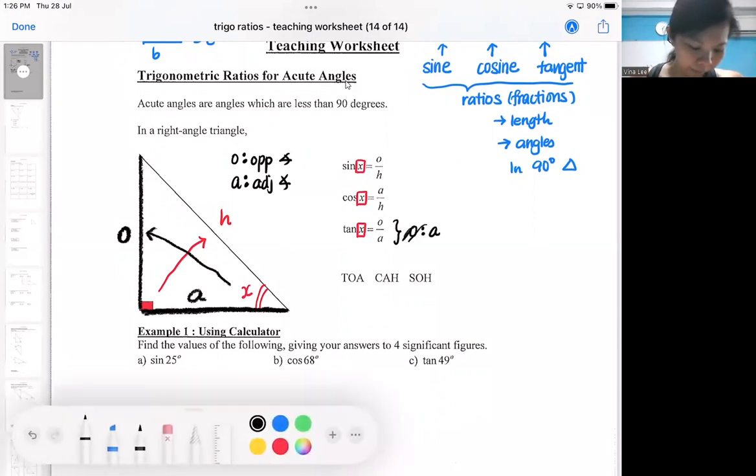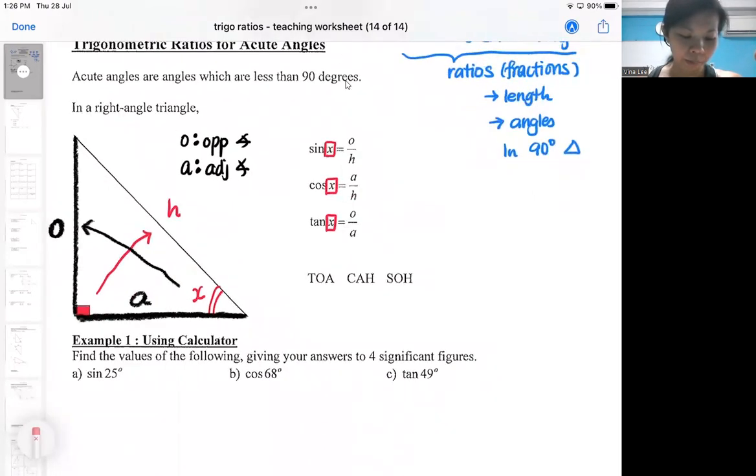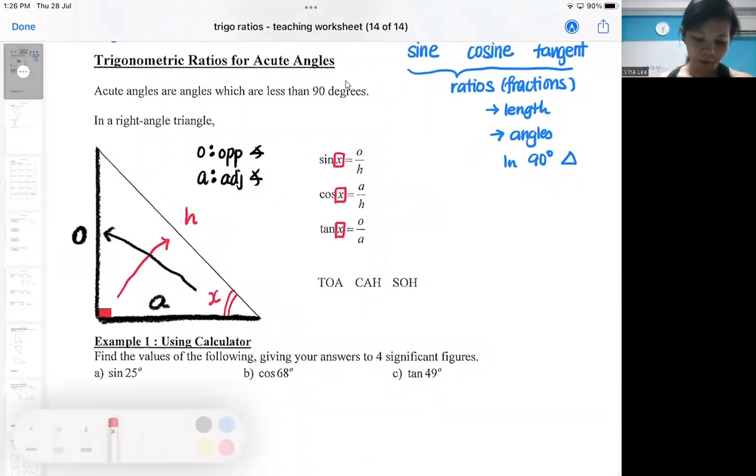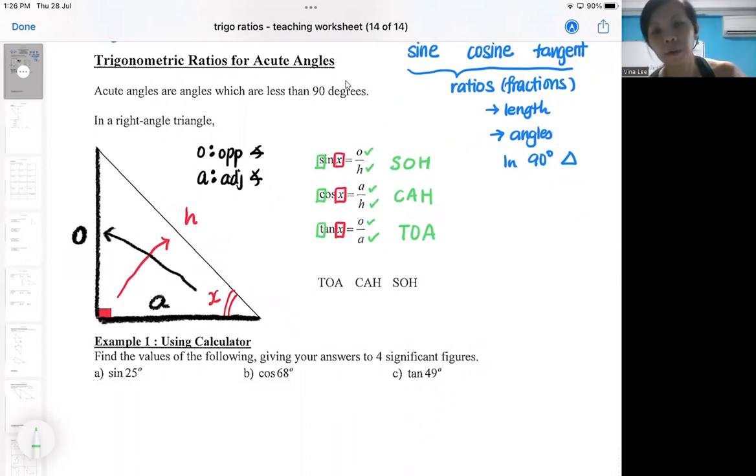For a start, you will feel that it's very confusing and very difficult to remember. That's why they come up with an abbreviation, hopefully to help you remember the ratios. The abbreviation is like this: sine, S/O/H. Cosine, C/A/H. Tangent, T/O/A. So they use the abbreviation, and hopefully you can see the three formulas or the three ratios clearly.